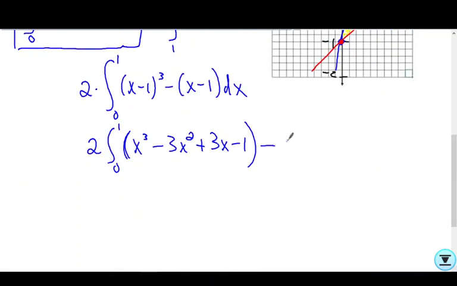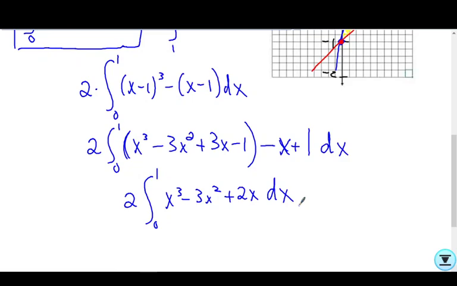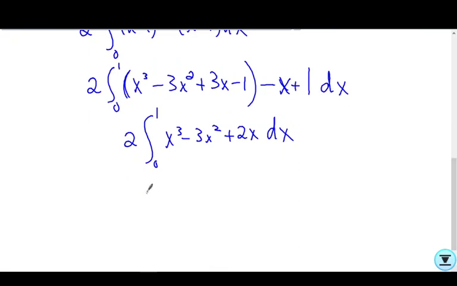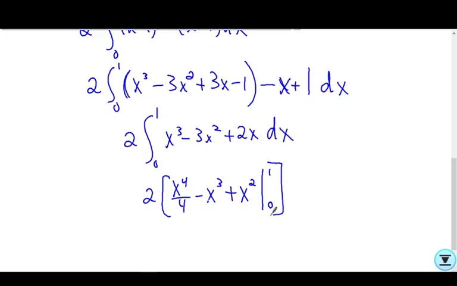And then I'm going to distribute in my negative, so I get negative x plus 1 dx. Now add up my like terms, make my life easier. So then I'll go from 0 to 1. This is going to be x cubed minus 3x squared plus 2x dx. And now it becomes a really, really simple definite integral problem. Take the antiderivative, so this is going to be 2 times x to the 4th over 4 minus x cubed plus x squared from 0 to 1, which means this is 2 times 1/4 minus 1 plus 1, which is basically 1/4 times 2, which is 1/2.